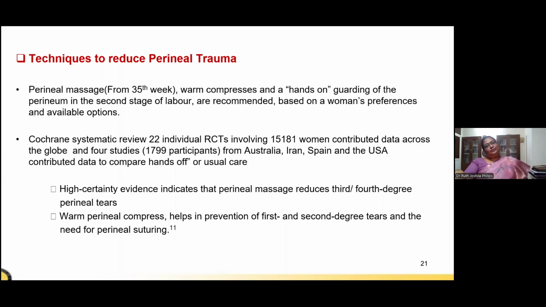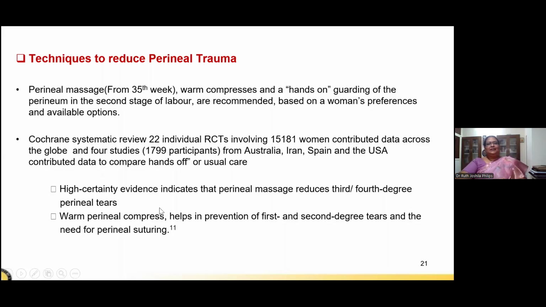And the hands-on technique, there is a lot of debate going on in midwifery itself, whether hands-on, that means supporting the perineum using our hands when the baby's head is coming, or hands-off and just watch the baby come out naturally. But the World Health Organization recommends that we use hands-on, because the hands-on technique has shown to minimize the second and third degree perineal tears in the birthing women.